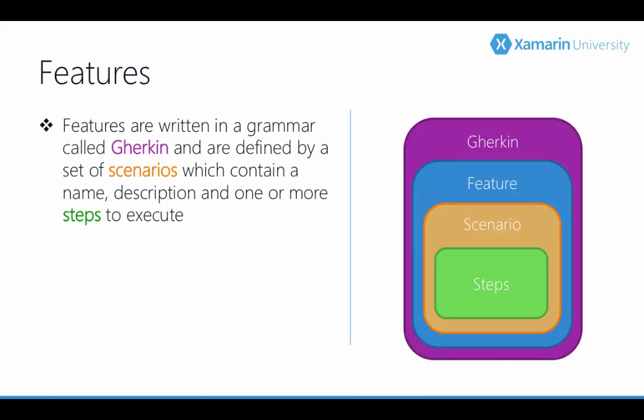And we'll start with features. So let's look at features in a little bit more depth. Now a feature file uses the Gherkin syntax, and the feature file will contain a name and an optional description for the feature, and then a series of scenarios. And each scenario consists of a name, a description, and then a series of steps that will eventually get executed.